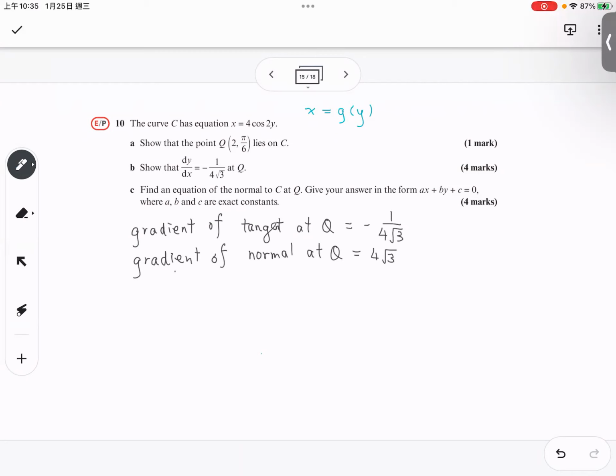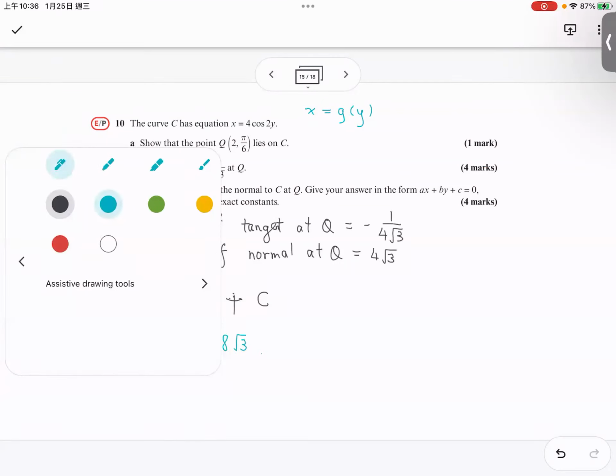After that, we will find the equation of the normal. Once again, we can use y is equal to mx plus c. For y, you know that the point is pi over 6. For x, you know the answer is 2. For m, the slope or gradient of the normal is 4 root 3. So after that, we know that c is equal to pi over 6 minus 8 square root 3. So we can rewrite the equation of the normal.